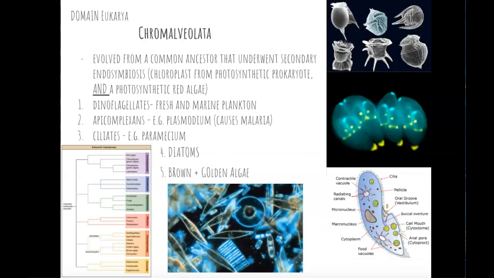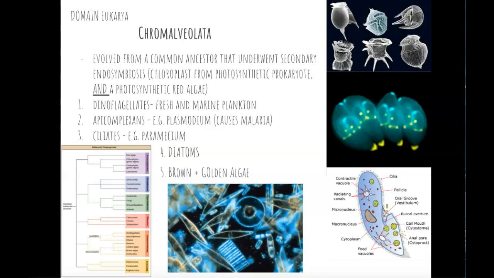The next group are called the chromalveolata. These are actually kind of a fun group. They evolved from a common ancestor that underwent secondary endosymbiosis. So they ended up not only taking in a chloroplast from a photosynthetic prokaryote, but also a photosynthetic red algae. There are five different types of chromalveolata. The first one are the dinoflagellates. These occur in fresh and marine plankton, and if you've ever seen the algae that bioluminesce, that's what these guys are.